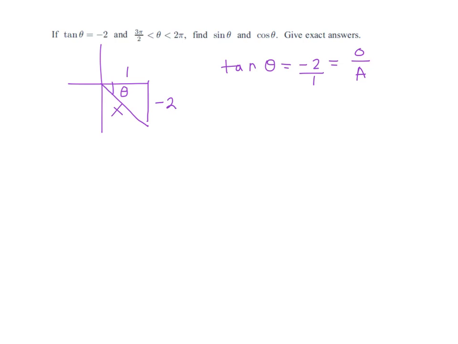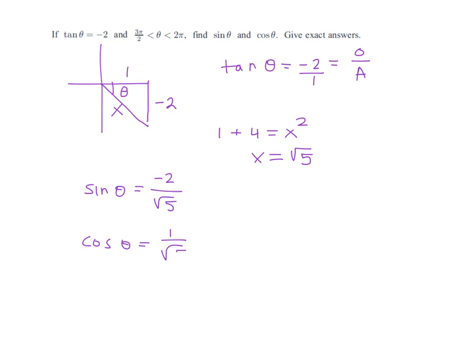So can we find the hypotenuse? Using the Pythagorean theorem, we can say 1 plus 4 is equal to x squared. Therefore, x is equal to, in this case, root 5. So sine of theta is opposite over hypotenuse, so that will be negative 2 over square root of 5. Cosine of theta is equal to adjacent over hypotenuse, so it'll be 1 over square root of 5.